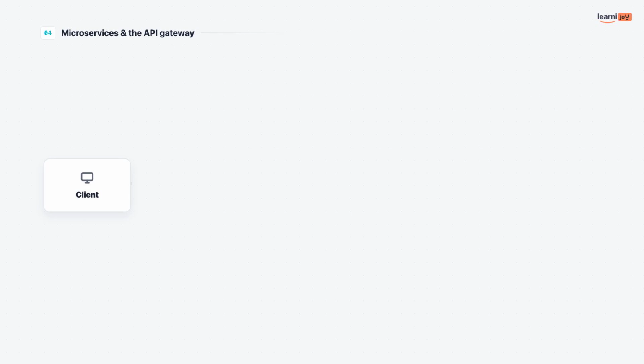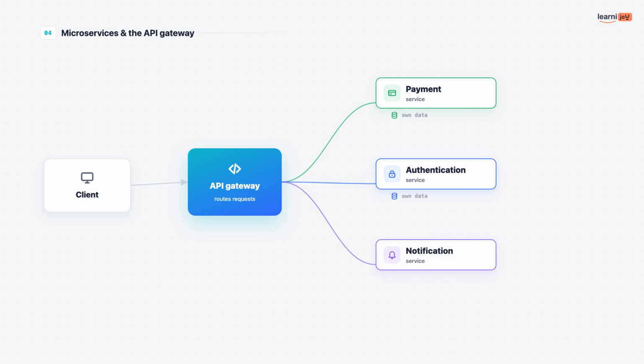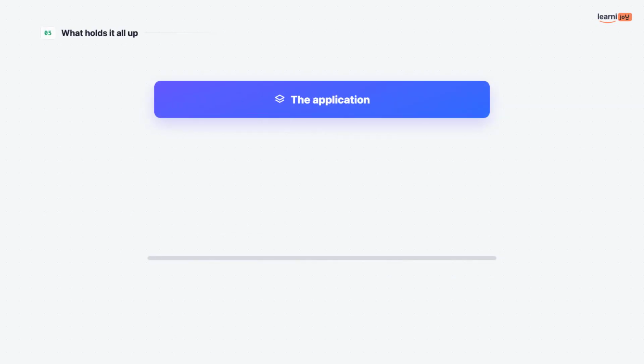As apps grow, we often split them into microservices behind an API gateway. The client sends one request to the gateway, which routes it out to small independent services. Payment, authentication, notification, and more. Each service does one job and each owns its own data, so it can be built, scaled, and updated on its own.